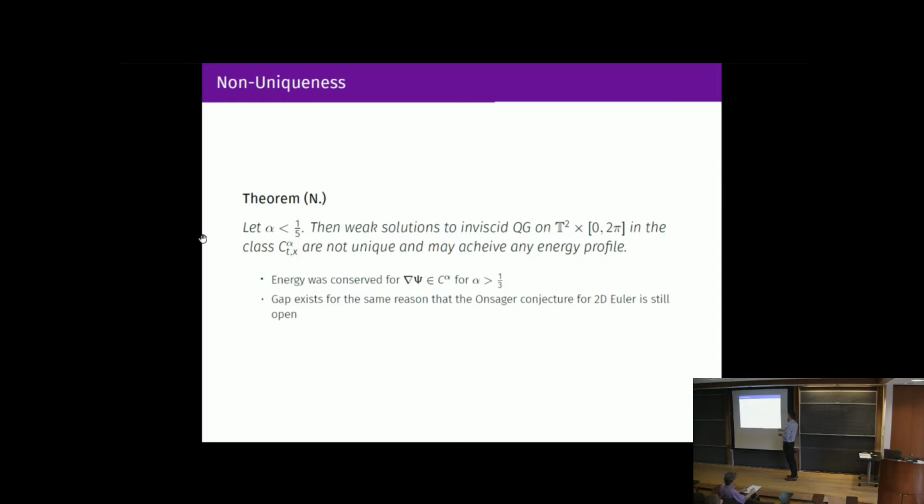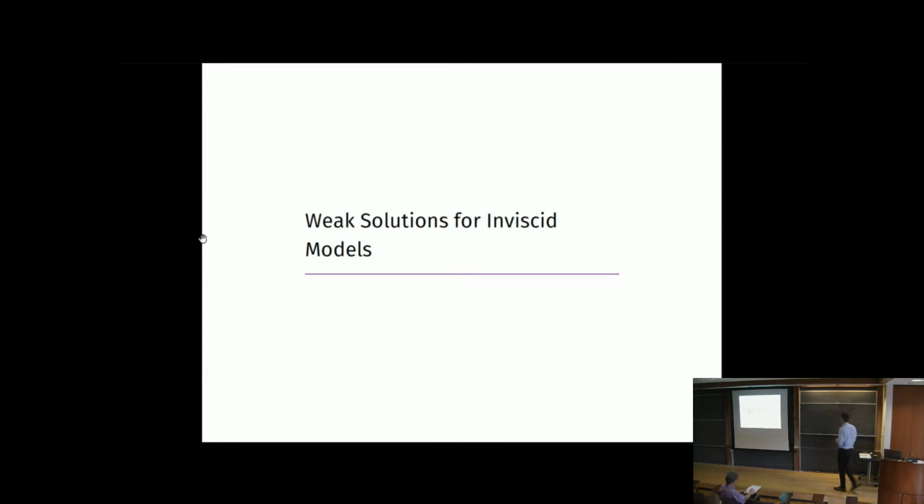And roughly speaking, that gap is there for the same reason that Onsager is not yet settled for 2D Euler. Namely, in 2D Euler, I have some constraints on the type of building blocks that I can use for my convex integration scheme. And I'll show you a little bit more later that I seem to have those same constraints for 3D QG. All right, so those are the main theorems that we proved. And now let me tell you some of the main ideas that we used throughout.